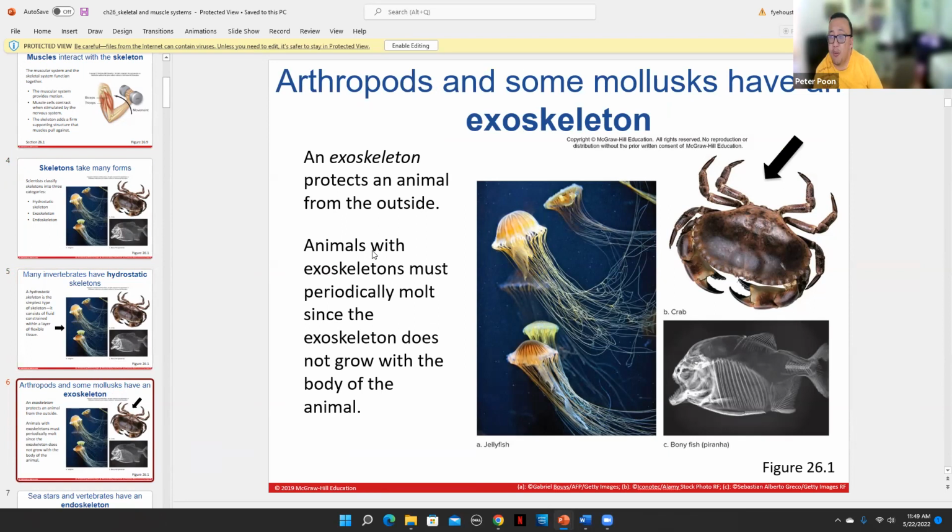The problem with exoskeletons is that the animal with the exoskeleton must periodically molt, since the exoskeleton doesn't grow with the body of the animal. The body grows, it pushes against the exoskeleton, and then the animal molts. You shed the whole exoskeleton, and then the animal will grow and form a new exoskeleton that's bigger than itself, and then it can grow into that one.